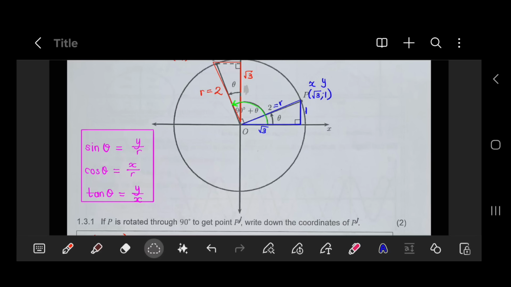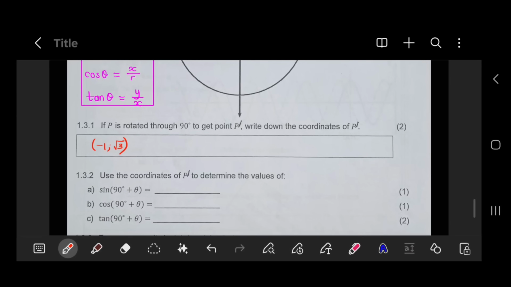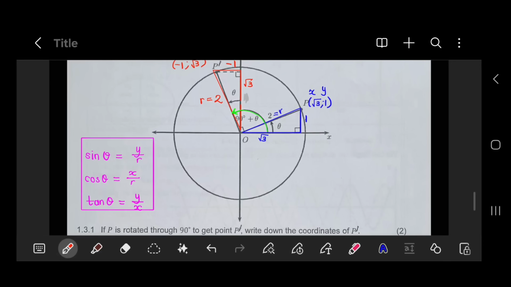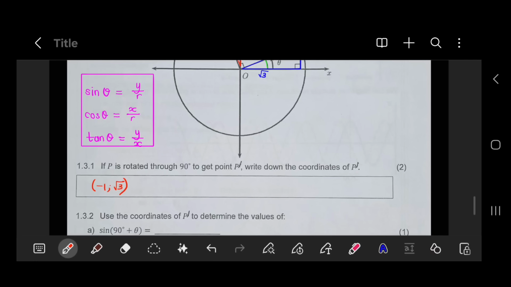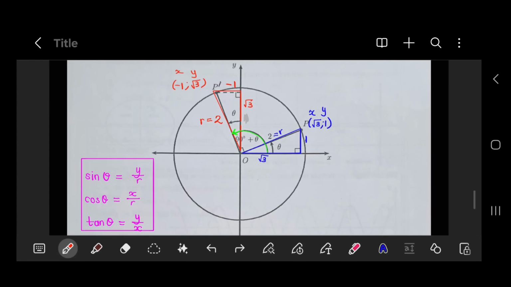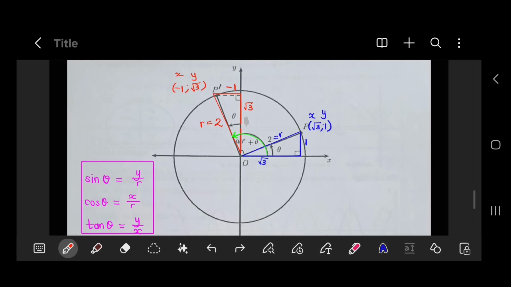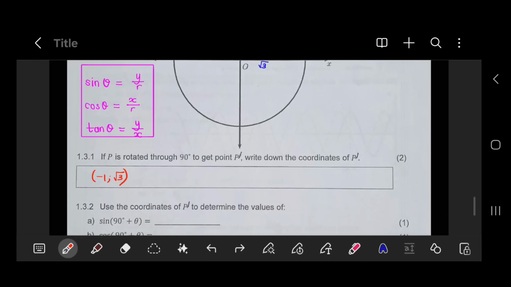There's our ratios. And the first thing we need is sine of 90 plus theta. Since 90 plus theta gets us to the red triangle, that is what we're using. And also because they mentioned use the image of P. So for sine of 90 plus theta, we are using y over r. So y is square root 3 and r is 2.